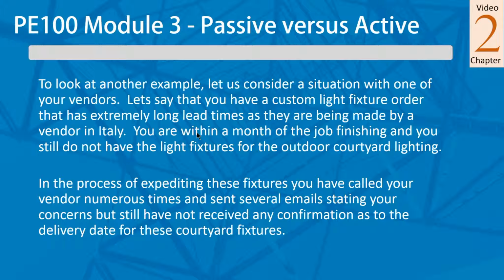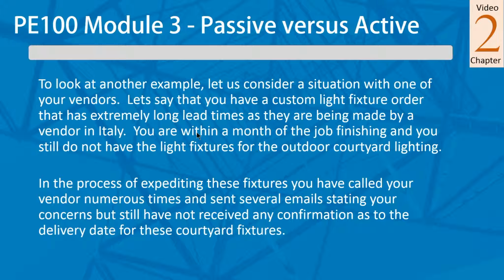So you're kind of working through 4 different parties that you don't even know who they are. And let's say we have a custom light fixture order that has extremely long lead times as they're being made in Italy. And you're about 1 month from the job finishing, and you still don't have the light fixtures for that outdoor courtyard lighting that's coming from Italy.